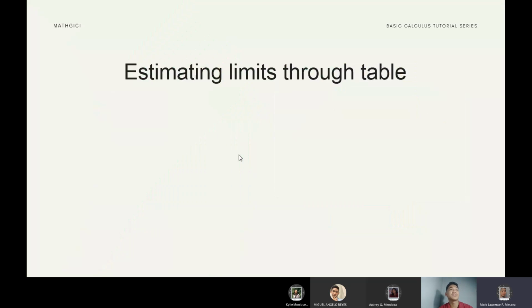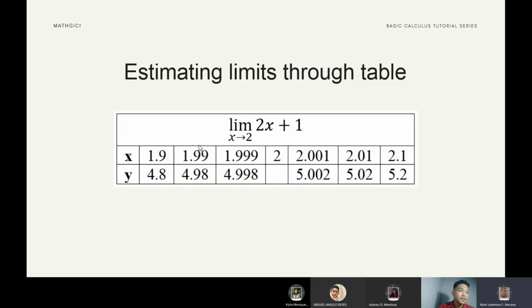Next, we can estimate the value of limits through a table of values. We have an example here. This one is our equation, our function. This one is our c, and this is our left hand side. We can get the value of limits by substituting the x value into this function.